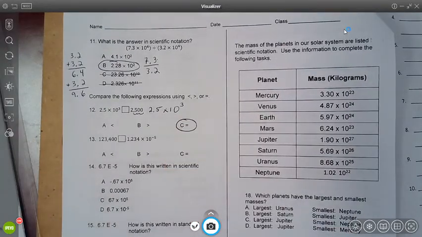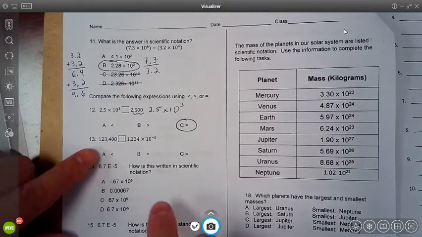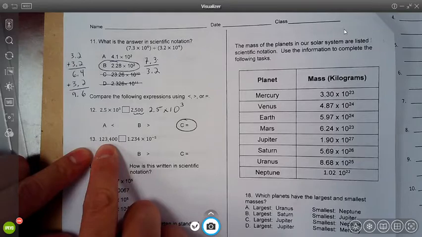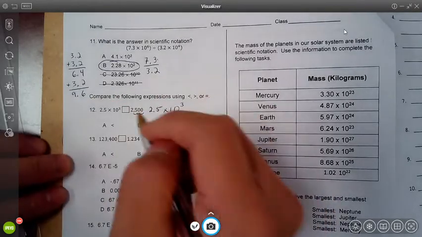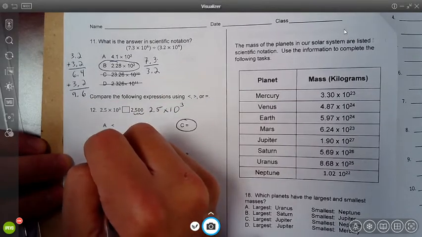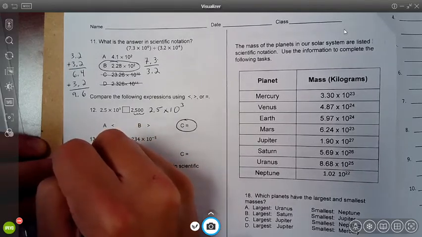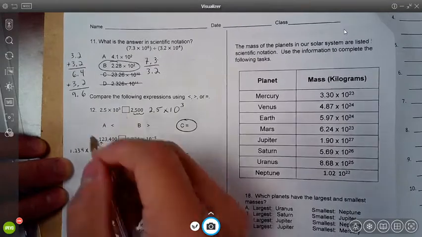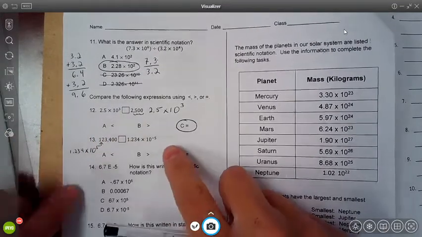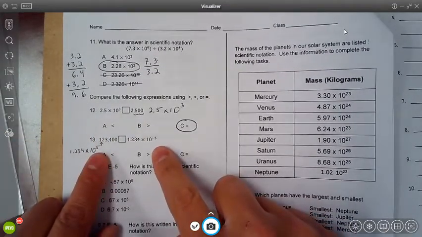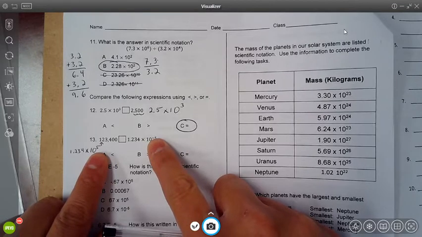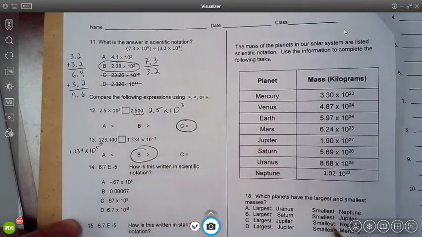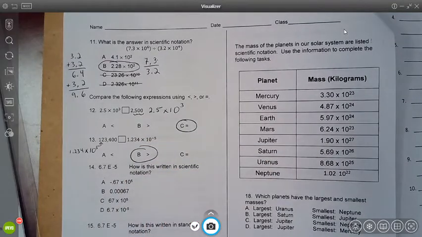Number 13. The one on the left here is a number bigger than 1. So if I put my decimal between the 2 for 1.234 times 10, this would be a positive 5. So look at your exponents, a positive 5 and a negative 5. Which one's bigger? The positive is going to be bigger. So option B for that.